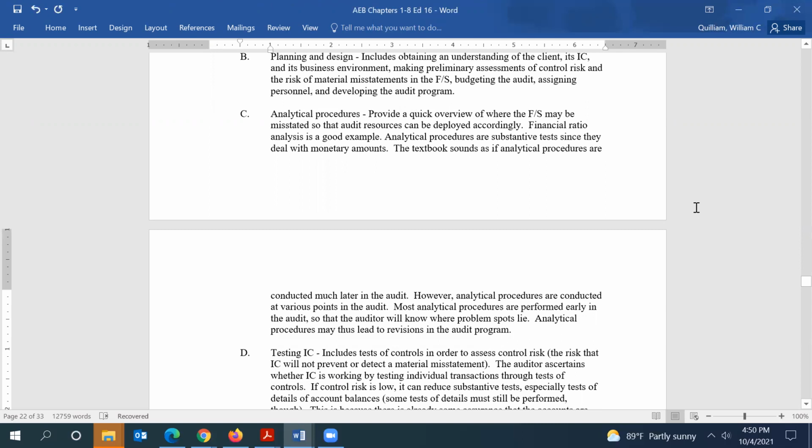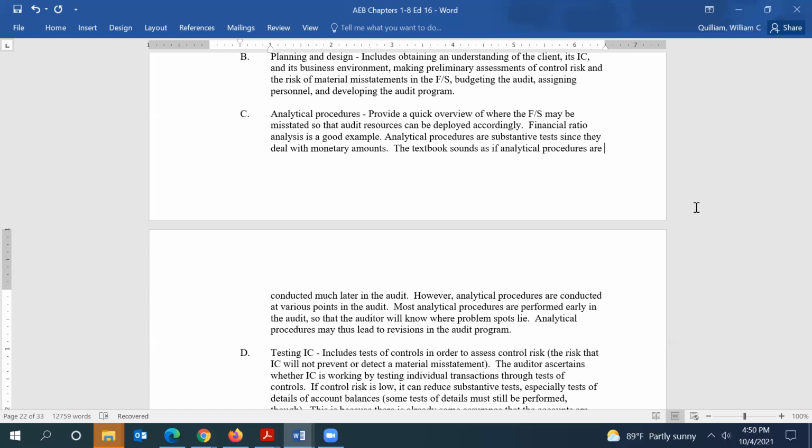So we do that early on. And also early on, we do most analytical procedures, so we know where problem spots might be. Analytical procedures provide a quick overview of where the financials may be misstated, so that the audit resources can be deployed accordingly. And financial ratio analysis is a really good example of this. Analytical procedures are substantive tests since they deal with monetary amounts.